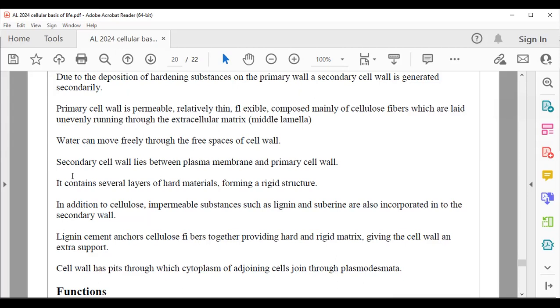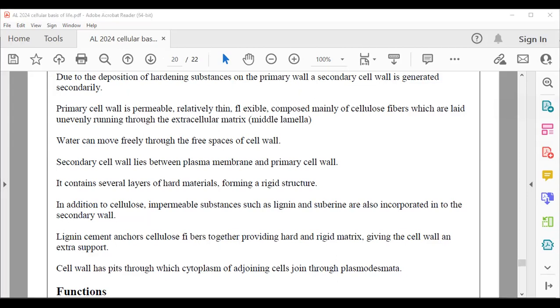Sir, they have said water can move freely through free spaces of the cell wall. In this, did they mean the primary cell wall? Did they mean the free spaces of the pit? No. If you take the primary cell wall, okay.